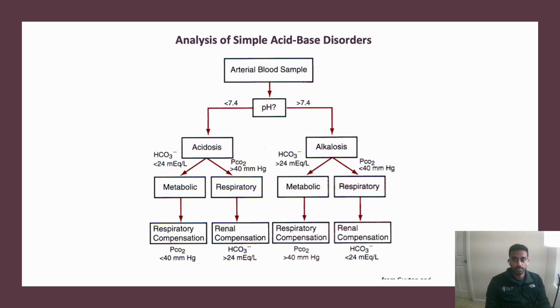This is a simple flow chart to figure out what acid-base disorder it is and the primary mechanism of compensation. If the primary disturbance is CO2, then it's respiratory. If the primary disturbance is bicarbonate, then it's metabolic.